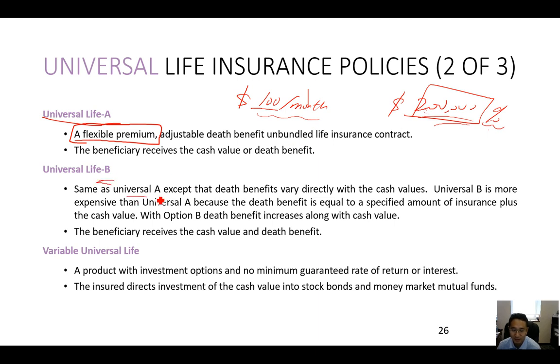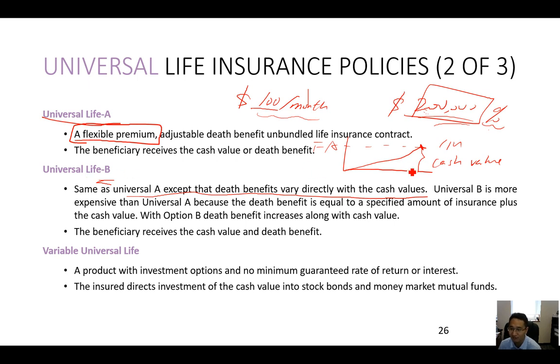Universal B is the same as Universal A, except the death benefit varies with the cash value. For Universal A, let's say this is your face amount, 1 million. Then you invest a lot of money in it, and the money will grow. This is your cash value. The cash value originally is small, and then later it can grow. As soon as it reaches 1 million, all of it is your money now. You terminate there, and you receive your $1 million.